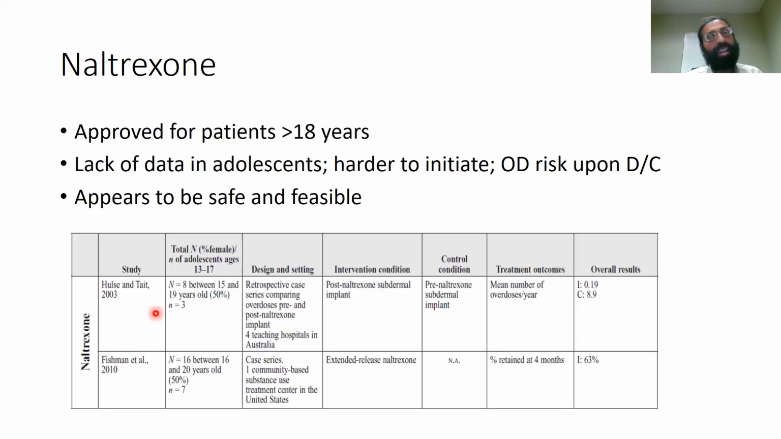Finally, naltrexone: there just aren't a lot of studies. There were only a couple of good quality studies that have been reviewed and that I was able to find. It's also approved for patients over the age of 18 years. It's also harder to initiate, and there is the risk of overdose upon discontinuation. It appears to be safe and feasible, but a lot more data is needed.